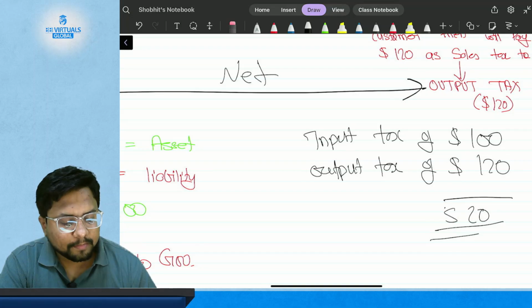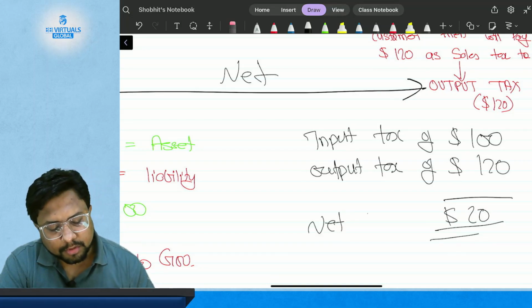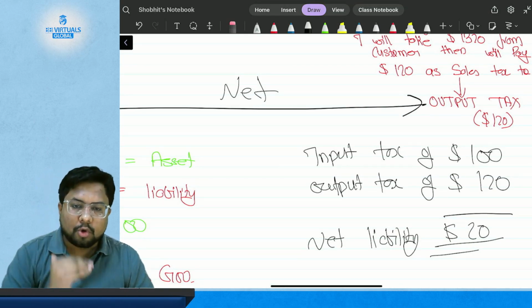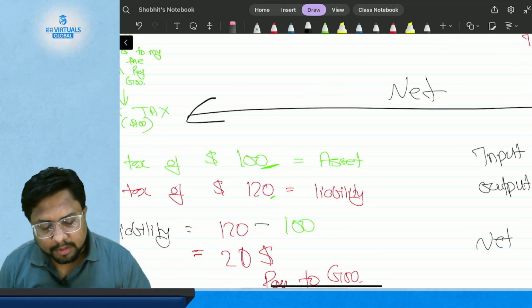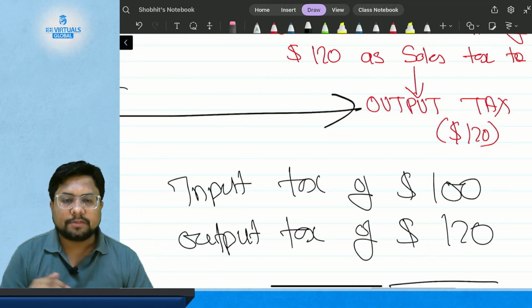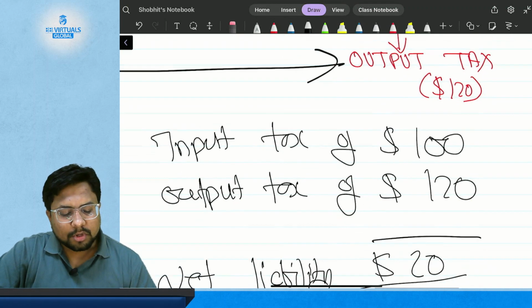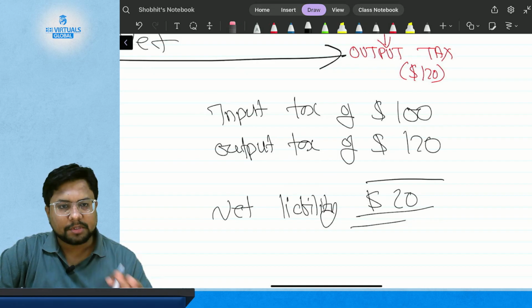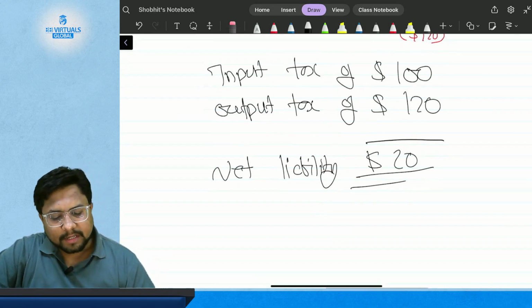Your net liability remains $20. This is your net liability, that is $20, because your input tax is lower than your output tax. Your input tax of $100 is lower than your output tax of $120. So your net liability becomes $20. Okay, so this is the concept of sales tax.